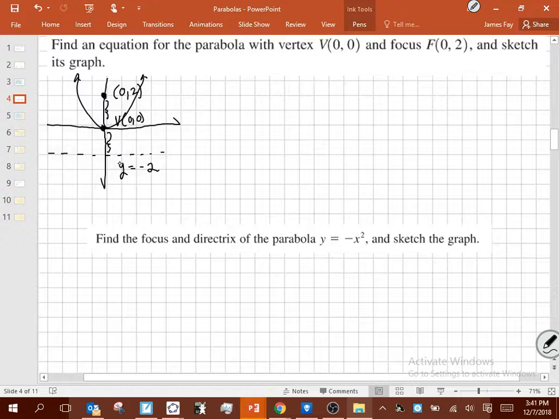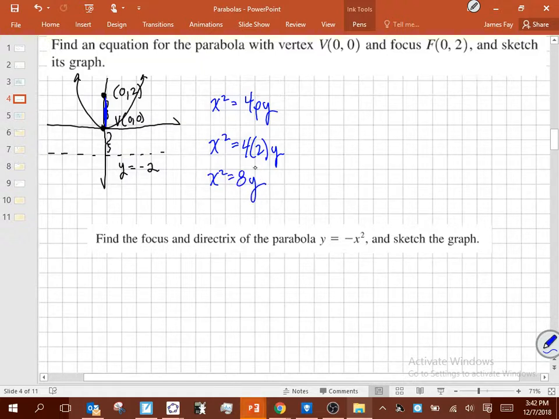My directrix is the line y equals -2. So now if I want to find the equation for this, it's opening upward or downward, so it's going to be of the form x squared is equal to 4py. Well, remember, p was the distance from your vertex to your focus or from your vertex to your directrix. So that distance is 2, so you've got x squared is equal to 4 times 2 times y. So x squared is equal to 8y.